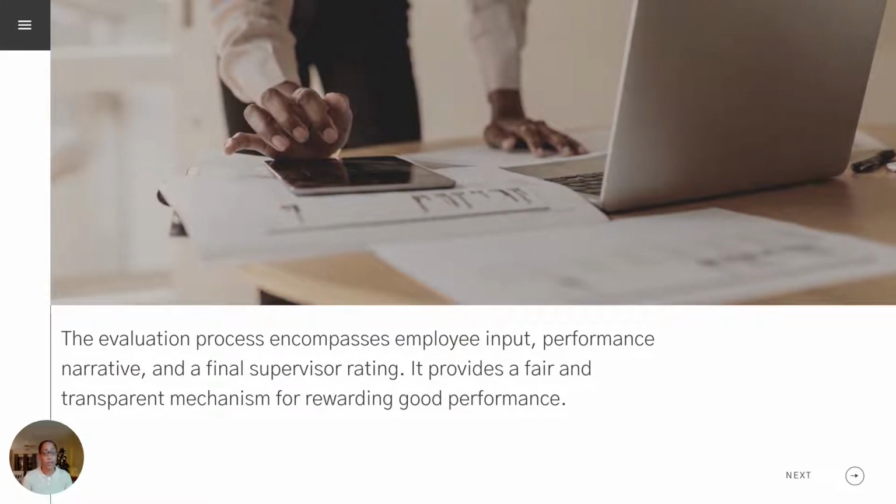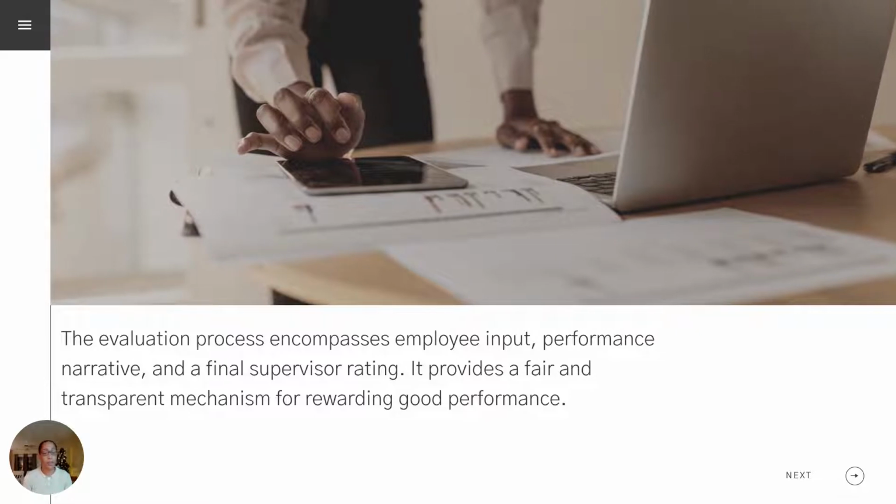The evaluation process encompasses employee input, performance narrative, and then a final supervisor rating. It provides a fair, transparent mechanism for rewarding good performance. So it is very good because you're sitting down with employees, and when you're doing that at these quarterly counselings, it should be transparent. You should be letting employees know when they're doing well, and you should be letting them know when there are areas in which they can improve on through this system.